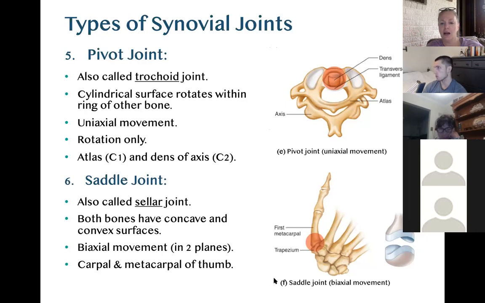Saddle joints: the only place in your body that has a saddle joint is at your thumb. This allows movement in two planes, sort of, shown over here. And that's at your carpal and metacarpal, so from your wrist to that first joint of the hand.